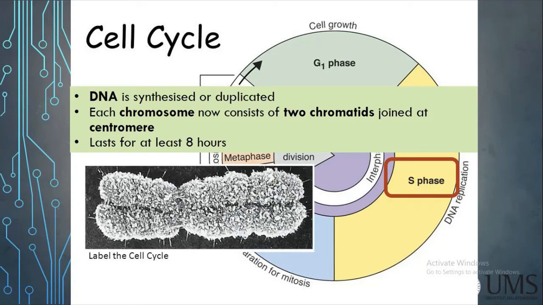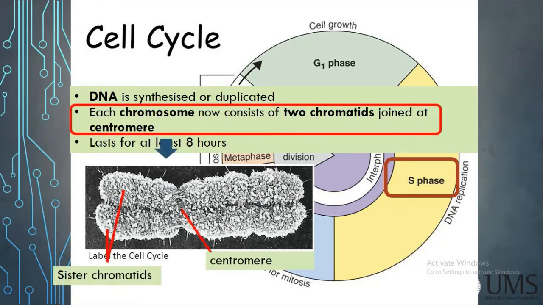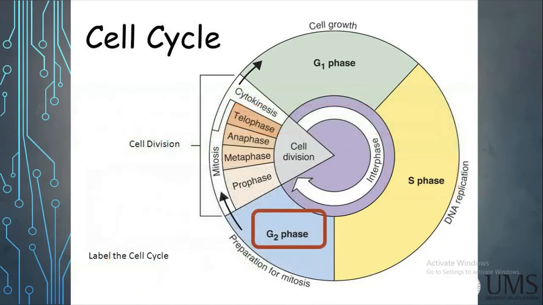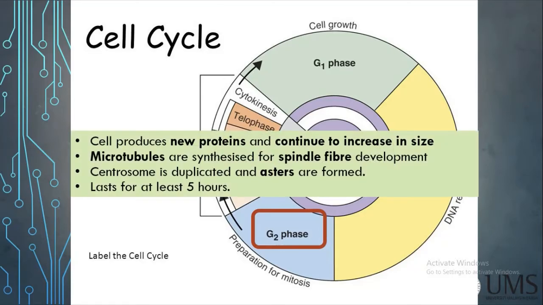So this is the chromosome structure. You can see here, the chromosome structure consists of two sister chromatids that are joined at the centromere region, as pointed out in the figure. And finally, we will move to the G2 phase. During the G2 phase, the cell produces new proteins and continues to increase in size. The microtubules here, which are one of the proteins, are being synthesized for spindle fiber development, and the centrosome is being duplicated, asters are formed, and this lasts for at least 5 hours.